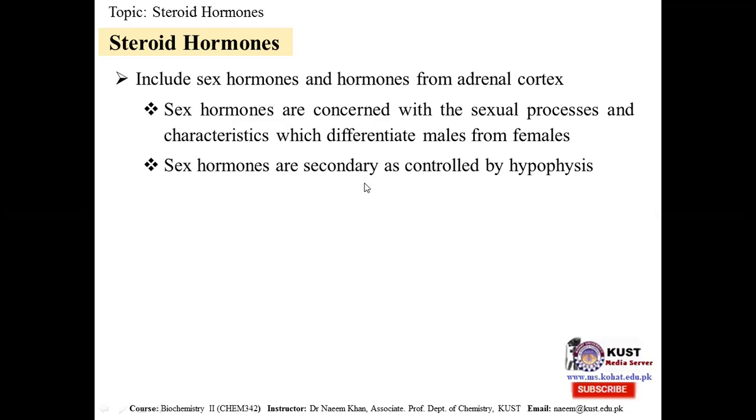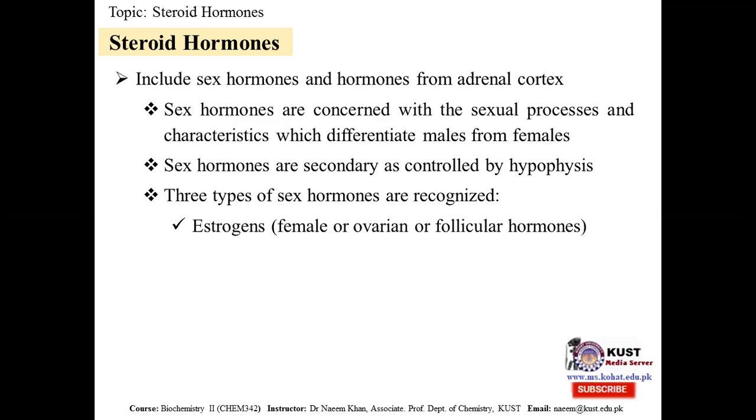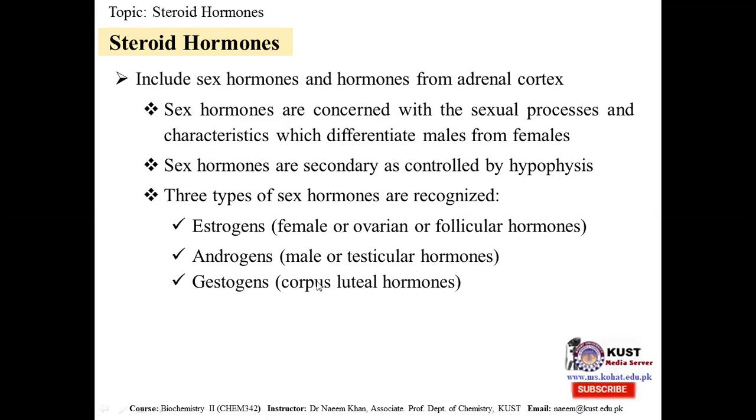Sex hormones are actually secondary hormones as they are controlled by the pituitary gland hormone, which is called hypophysis. So the pituitary gland hormones, or hypophysis hormones, are called primary hormones, while sex hormones are under the control of hypophysis, so they are also called secondary hormones. Three types of sex hormones are recognized. These include estrogens, which are the female or ovarian or follicular hormones, and androgens, which are the male hormones released by the testes, and progesterone, which is released by the corpus luteum of the female.